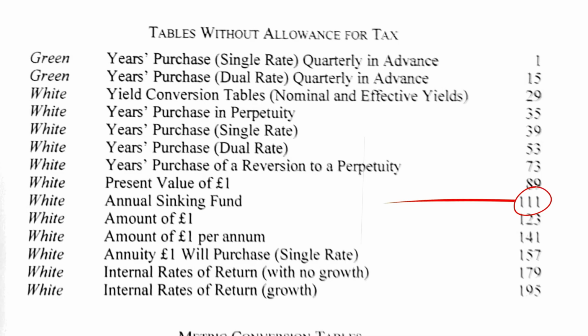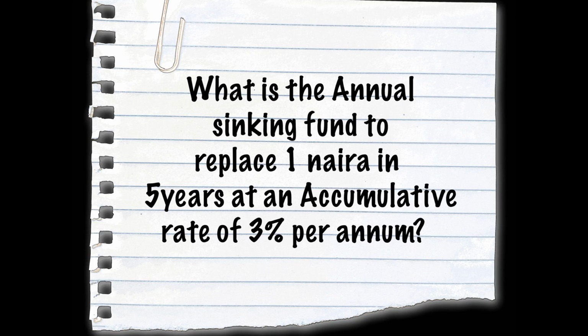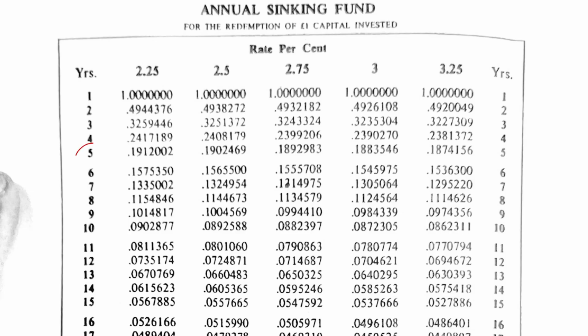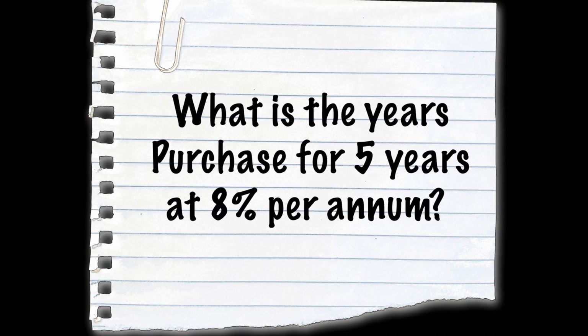Page 111. So for our question, we're looking for 3% for 5 years. We'll find that on page 112, and tracing the rate down to the number of years, our answer is 0.1883546. Once again, please refer to earlier videos for explanations of what the annual sinking fund is, just in case you've forgotten or you are confused.